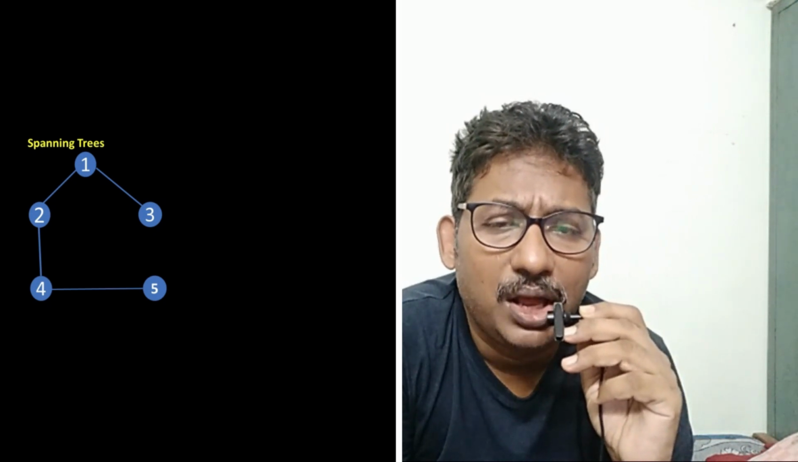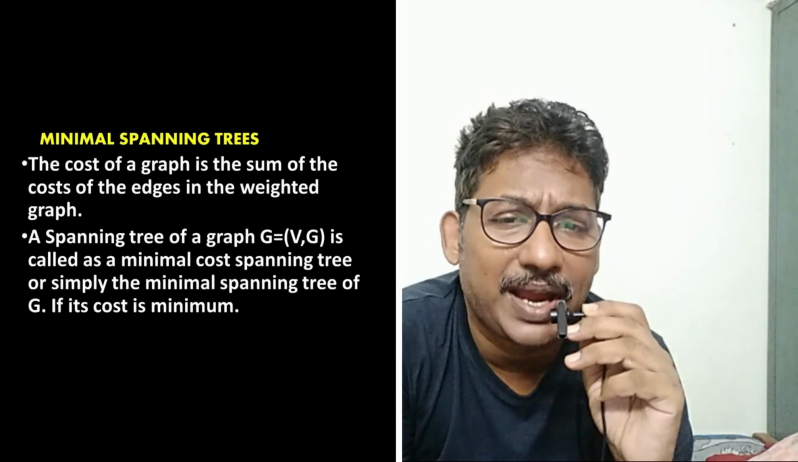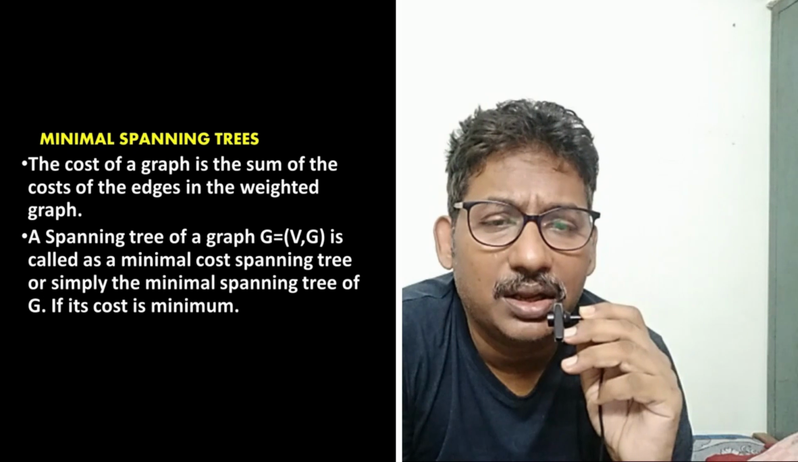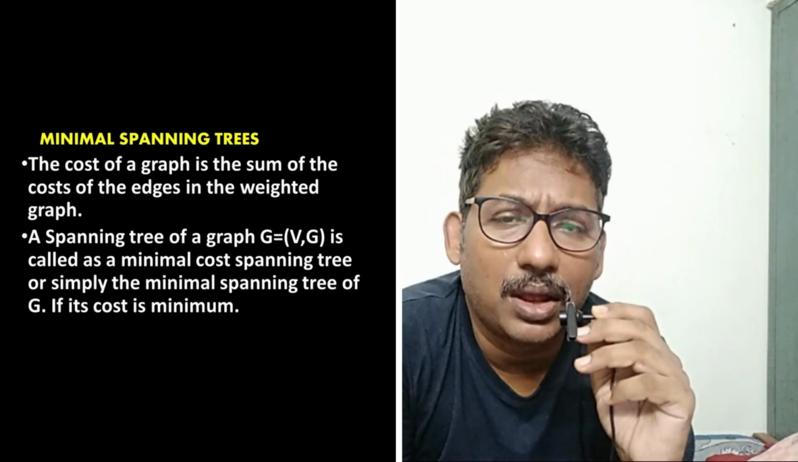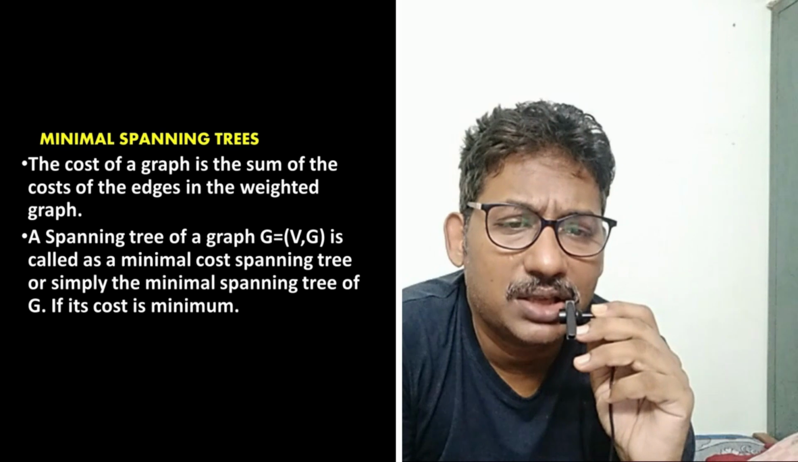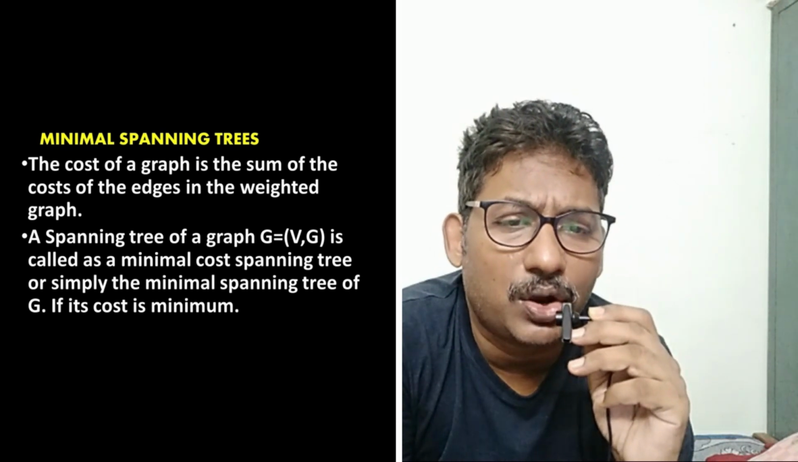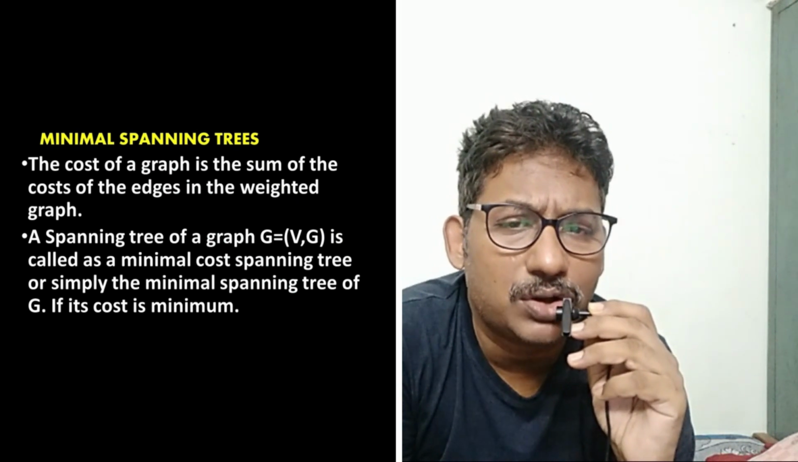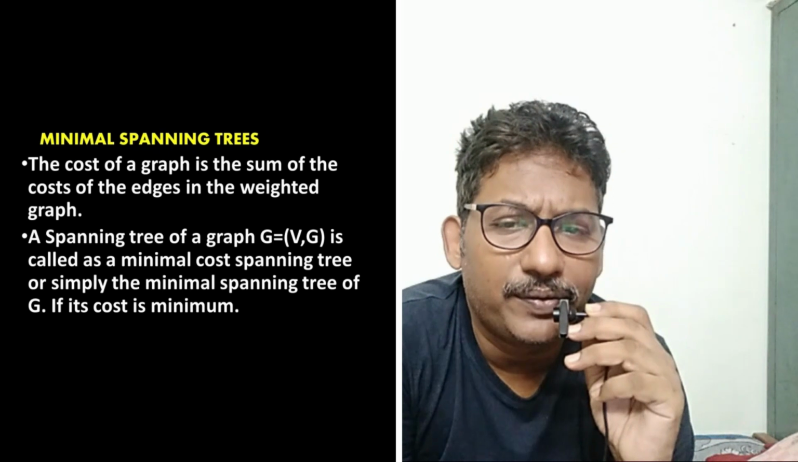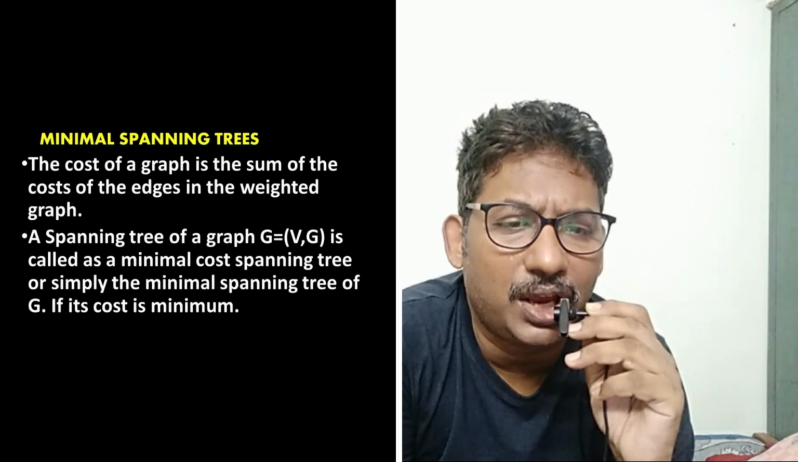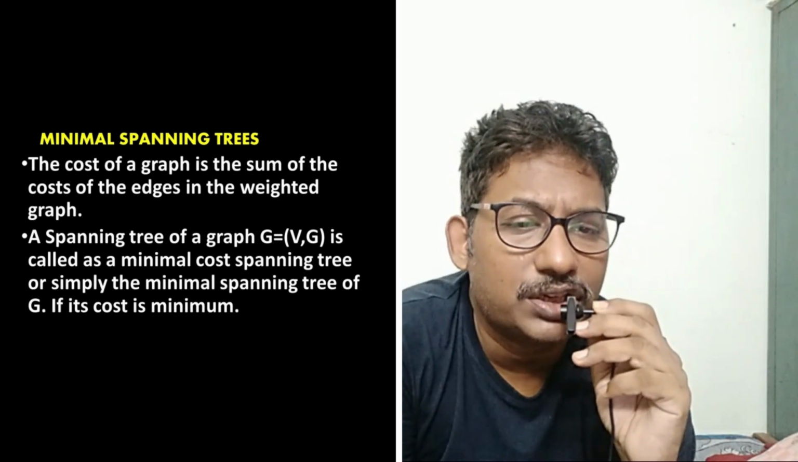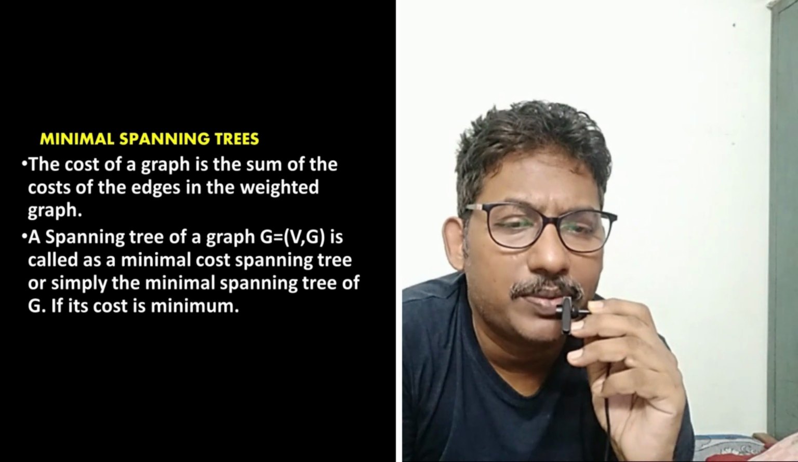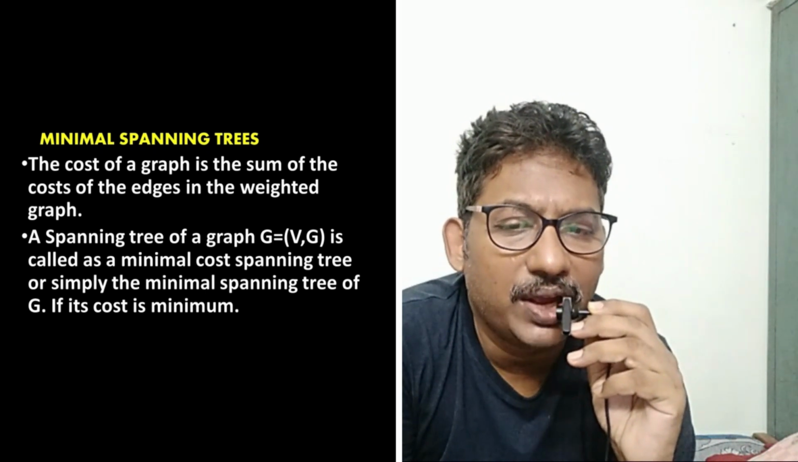In particular, we first saw spanning trees, and we derived around 3 different spanning trees. To find the total or minimum spanning tree, this is the major concept from spanning trees. We are going to find the minimal spanning tree. The cost of the graph is the sum of the cost of edges in a weighted graph. A spanning tree of a graph G equal to (V, E) is called a minimum cost spanning tree, or simply minimum spanning tree of G, if its cost is minimum.